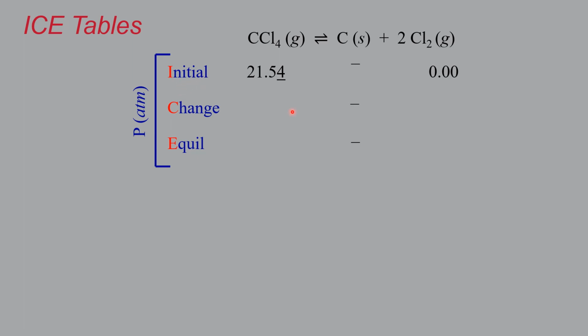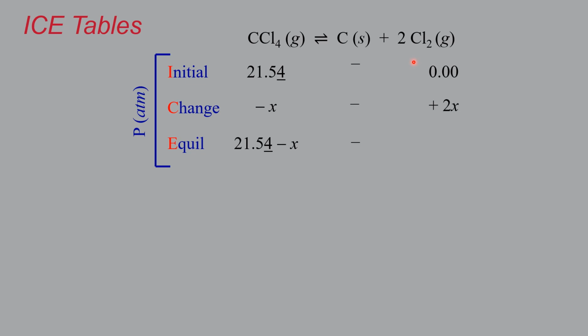So that's all the information you're given initially. Now, since you have no chlorine to begin with, you can assume some reaction in the forward direction to make some, which means you're going to lose some of the carbon tetrachloride, which means at equilibrium you will have 21.54 minus X atmospheres of carbon tetrachloride.